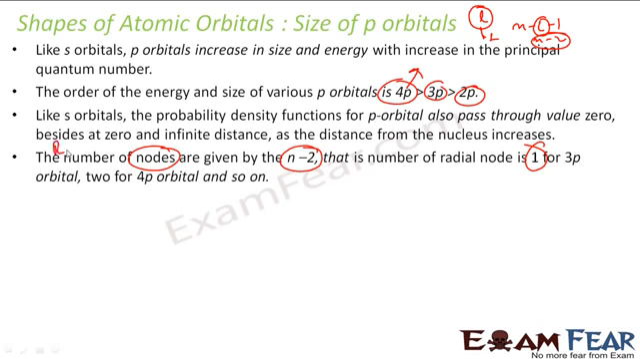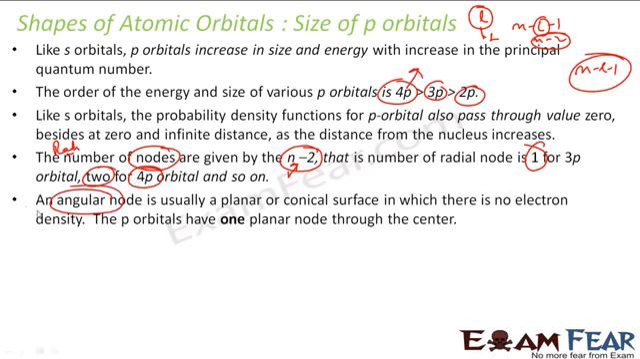Sorry, this is the radial node itself. So for 3p, this becomes 3 minus 2, 1. For 4p, this becomes 4 minus 2, that is 2. So the radial node formula here is n minus 2. But don't remember all this, just remember n minus l minus 1, the general formula. In this case, l is 1, so this becomes n minus 1 minus 1, this is n minus 2. So for 3p, my n is 3, so radial node is 1, 3 minus 2. For 4p, the radial node is 4 minus 2, it is 2, and so on.